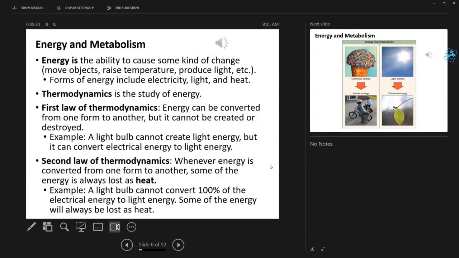Thermodynamics is the study of energy. When I was in college, I had to take a whole year of thermodynamics because I was a mechanical engineering major. It was required.